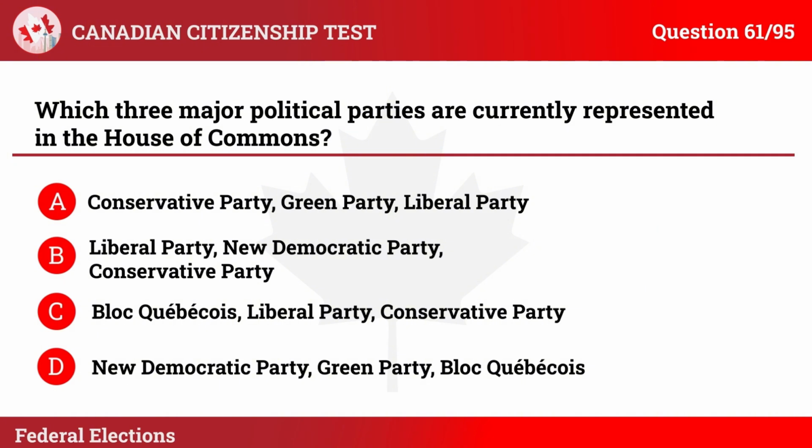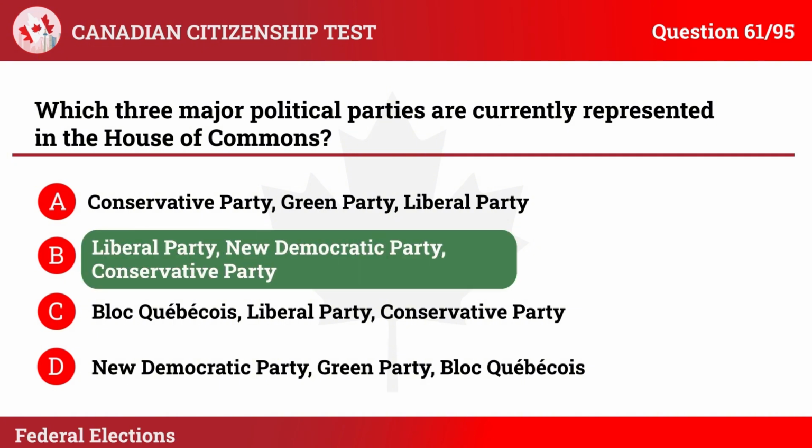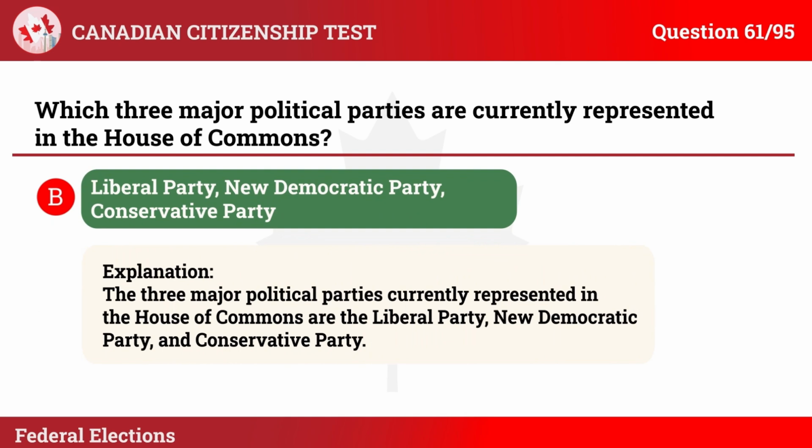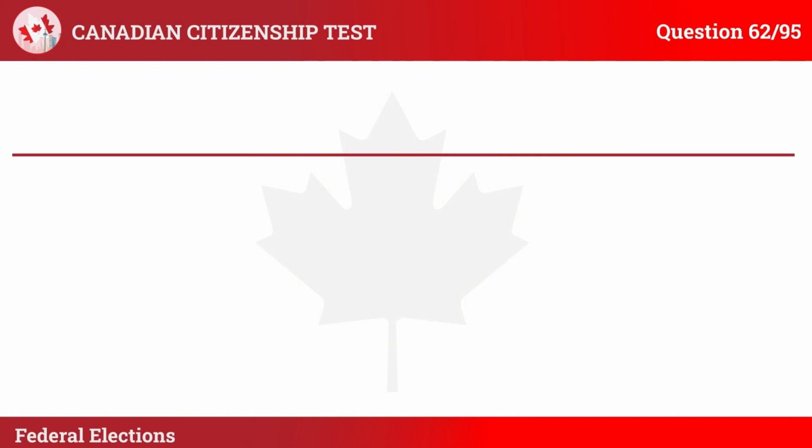The correct answer is B. Liberal Party, New Democratic Party, Conservative Party. Explanation: the three major political parties currently represented in the House of Commons are the Liberal Party, New Democratic Party, and Conservative Party. Question 62.